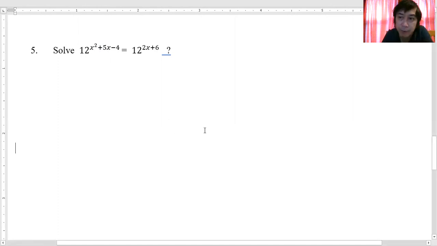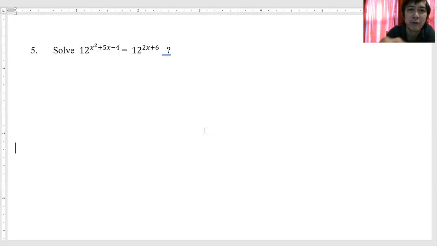Solve 12 raised to the power x squared plus 5x minus 4 equals 12 raised to the power 2x plus 6. So in number 5, we don't have adjustments to do. You can see the bases, they're the same, 12. You can see from the given, it's a 12 and it's a 12. So we don't need to do any transformation to make them similar or the same. Okay, we can just simply proceed to equating the exponents.